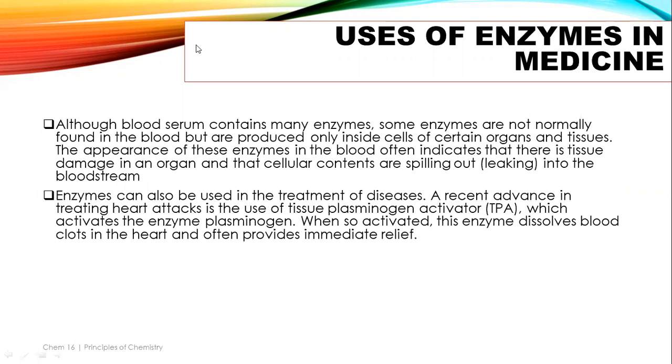But if there is a tissue plasminogen activator, this tissue contains some kind of enzymes that would catalyze the declotting process. So there's clotting, so it reverses the process of the clotting in the blood vessels. And this one can be used to treat heart attacks.